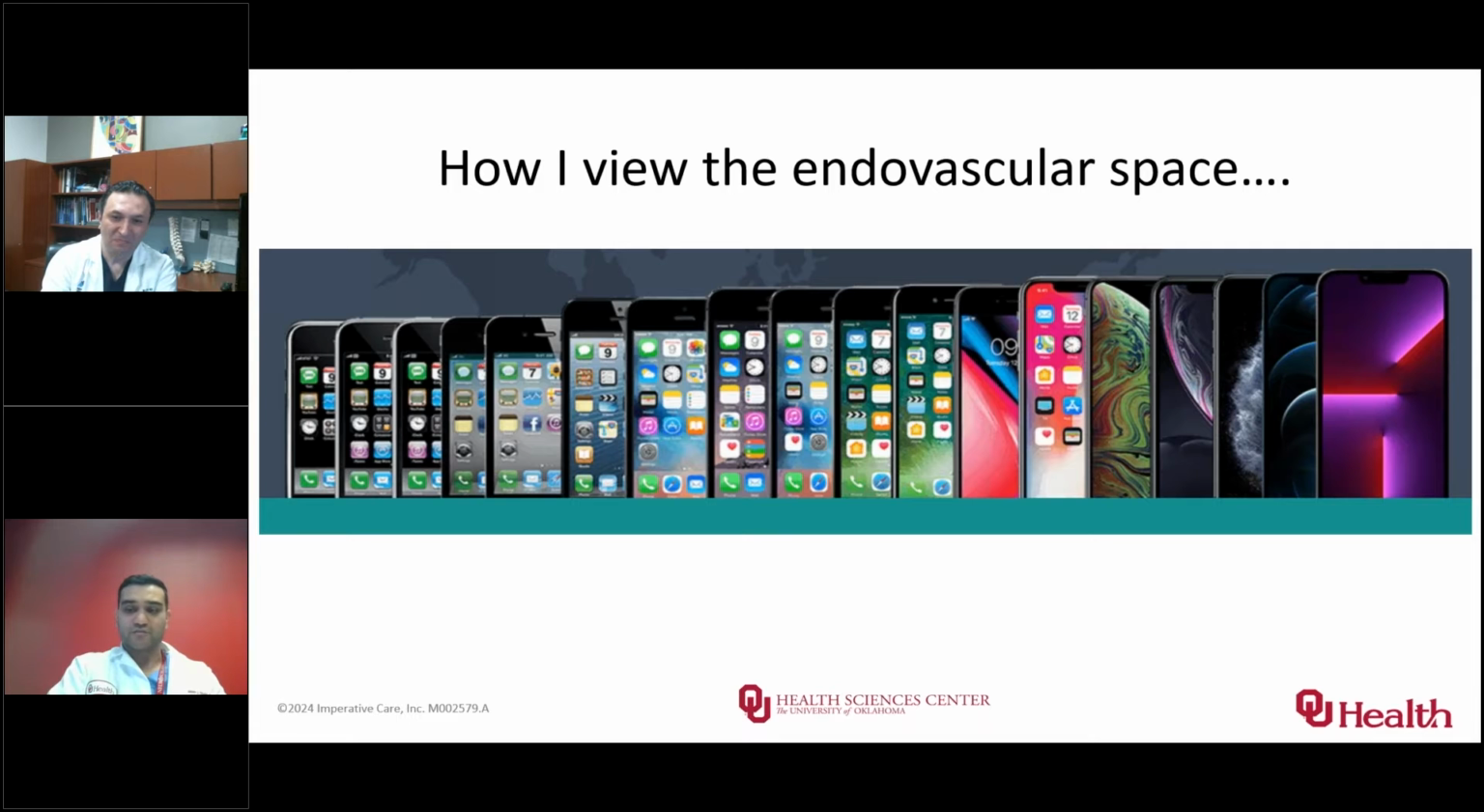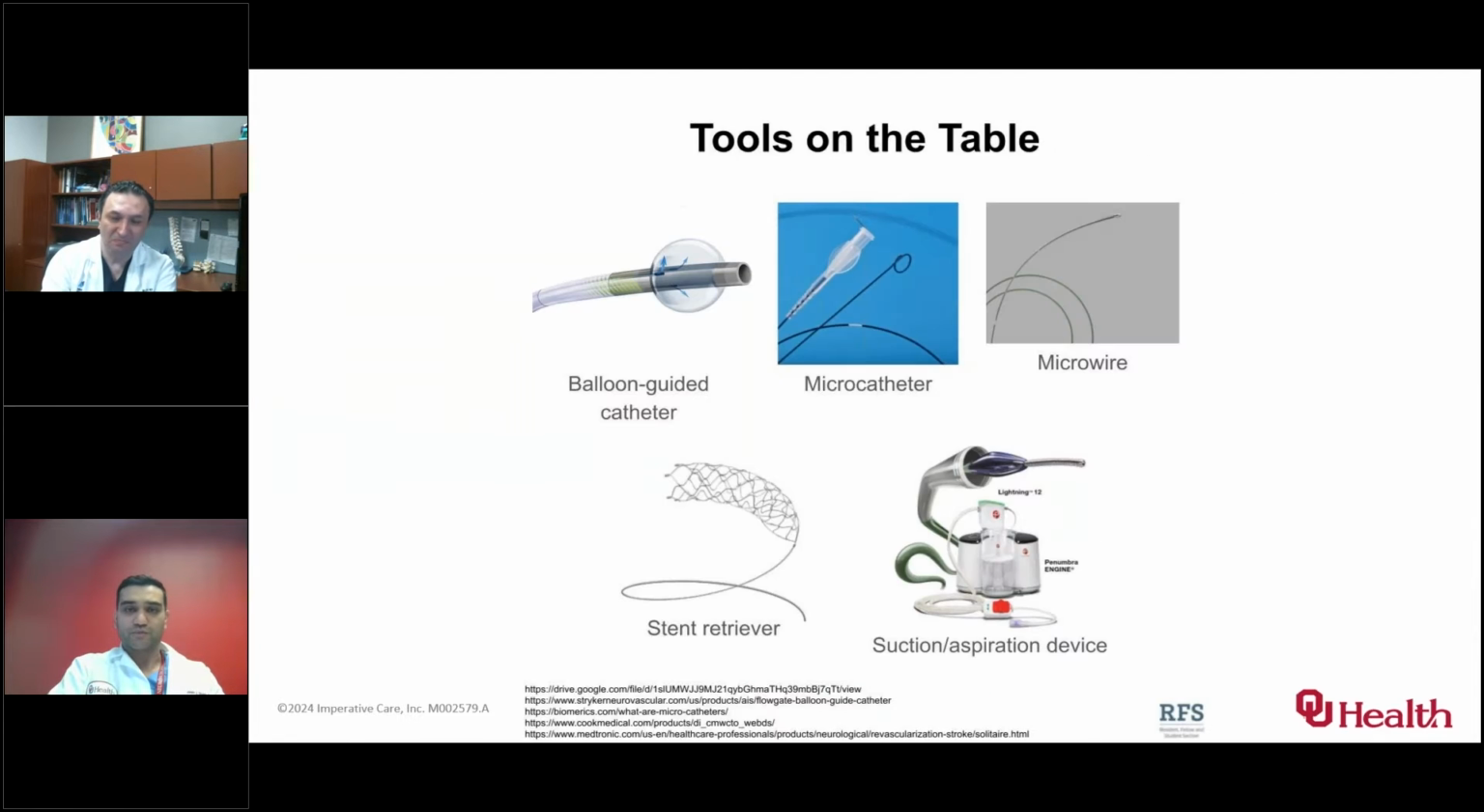And this is how the Zoom 88 system and the Zoom system in totality has really changed my approach. These are some of the tools on the table we use now: balloon guide catheters, microcatheters, microwires, stent retrievers, and obviously aspiration devices.